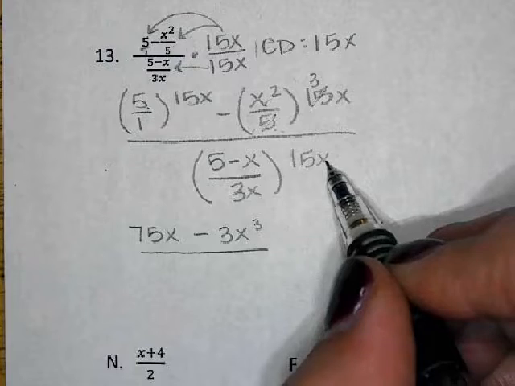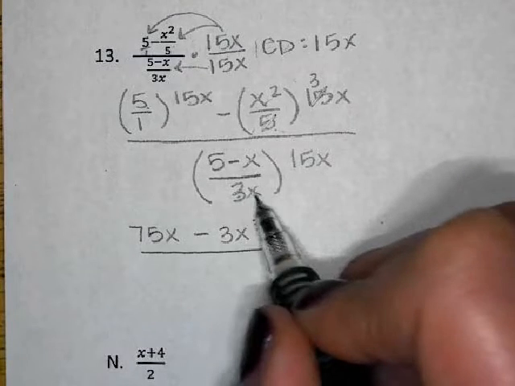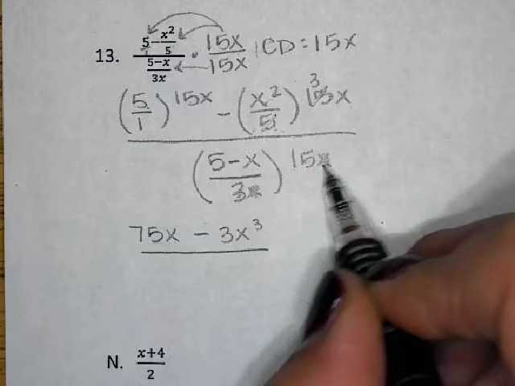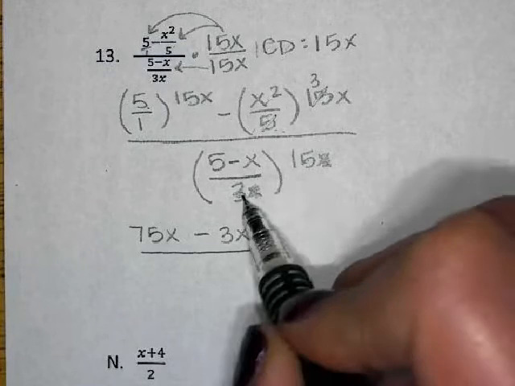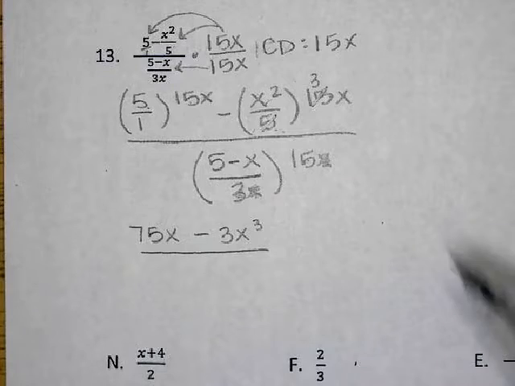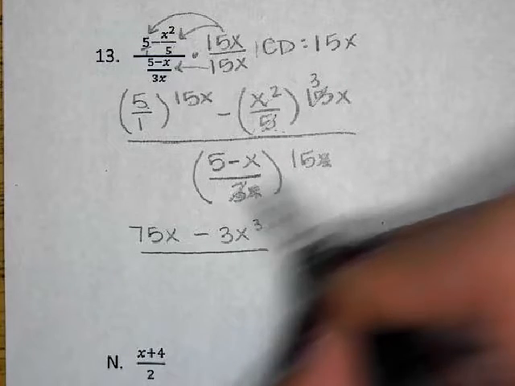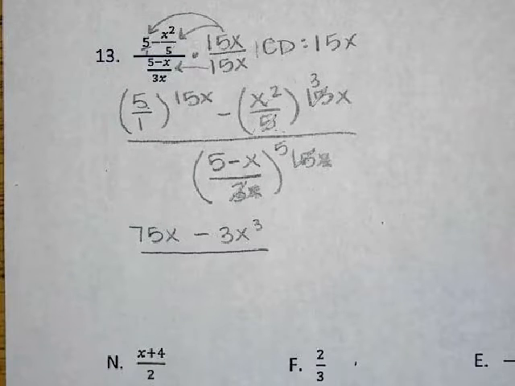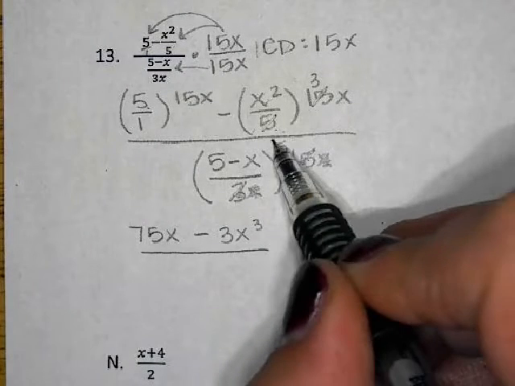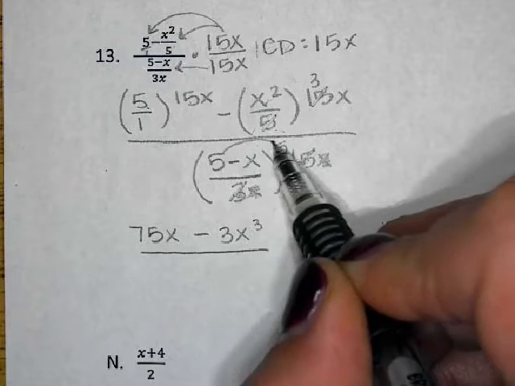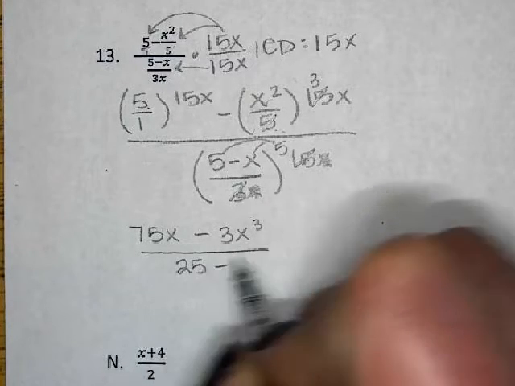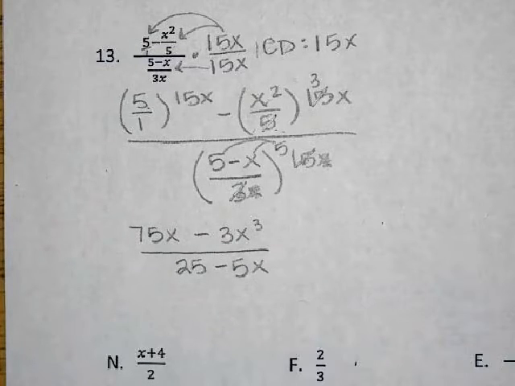And then on the bottom, I have a 3x and a 15x, so I can cancel out the x's. Are you guys okay with that? And then what about the 3 and the 15? What would happen there? Yeah, divide by 3 and you get 1 on the bottom. Divide by 3 here and you get 5. And so I'm going to take the 5 out here and distribute inside. So 25 minus 5x. Are we comfortable with all of the steps so far?